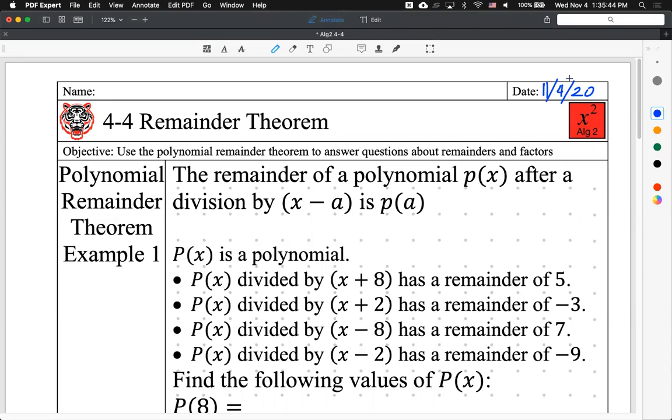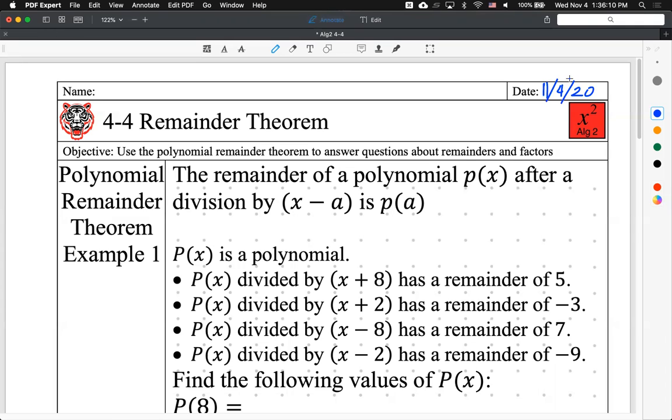There it is. All right, so here is the theorem that you need to have. You don't have to memorize the theorem, you need to understand how it works. So the remainder of a polynomial, and I'm just going to call that polynomial p of x, after division by x minus a is p of a. That sounds like Chinese to me, right? No. So if I input the opposite, right?